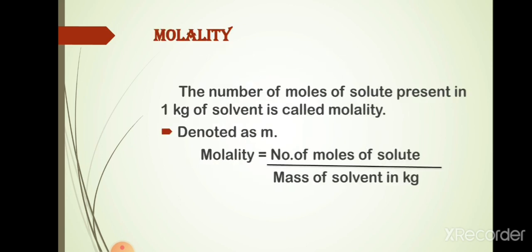Next is molality. It is defined as the number of moles of solute present in 1 kg of solvent. It is denoted by small letter m. Don't get confused: molarity is denoted by capital letter M and molality is denoted by small letter m. That is, molality is equal to number of moles of solute divided by mass of solvent in kg.